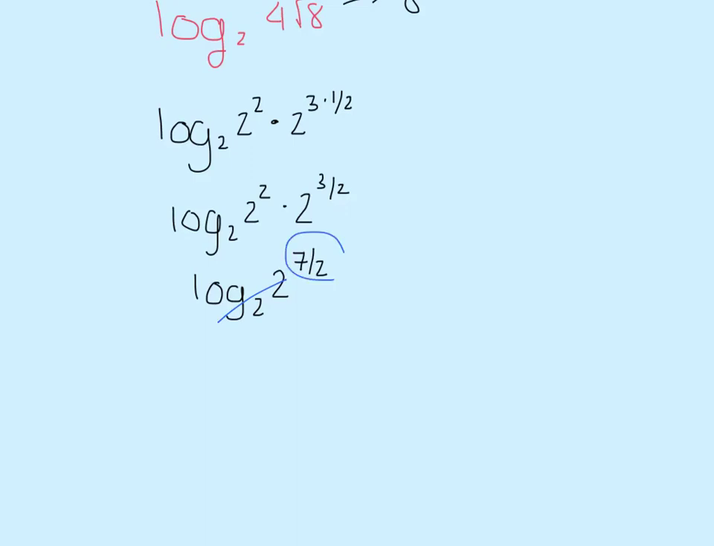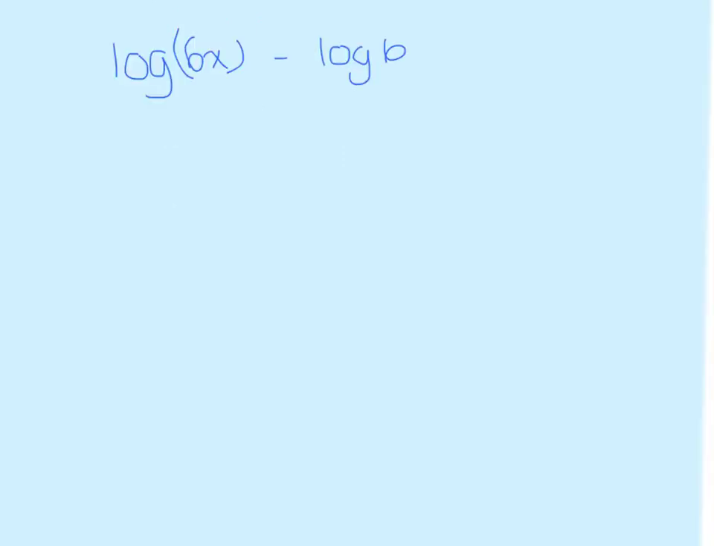Reduces. We're left with the exponent, right, guys? Okay, so our answer is 7 over 2. All right, so here's B, and I have the difference of these two logs. The bases are the same, so I'm going to go ahead and condense them through division.